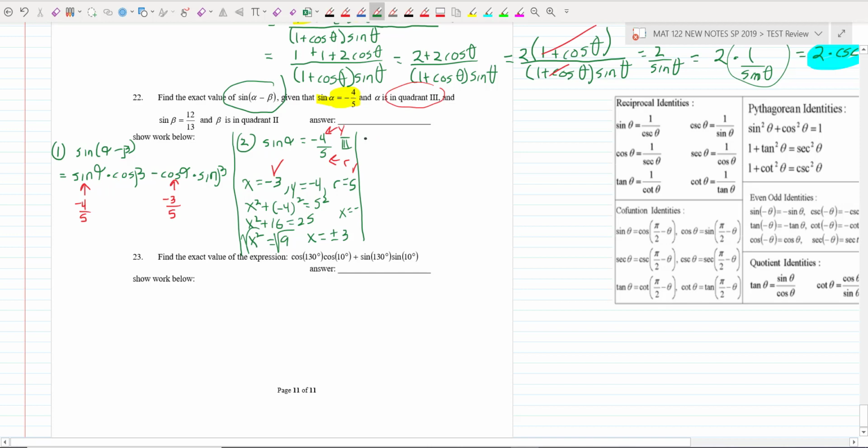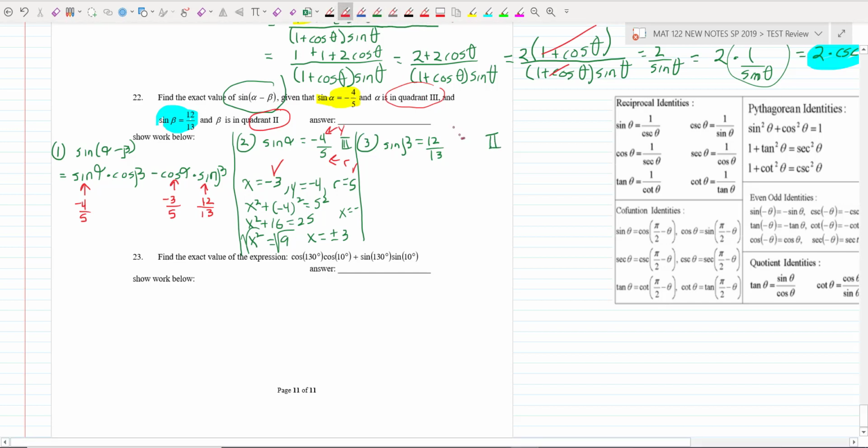All right, then the next part of this problem is we have another given quantity. It says that the sine of beta is 12 over 13. So that's going to go there. And then we're in quadrant 2. So let's kind of put this together. So we're given sine beta equals 12 over 13, and we're in quadrant 2.